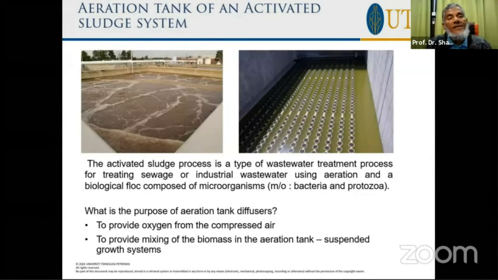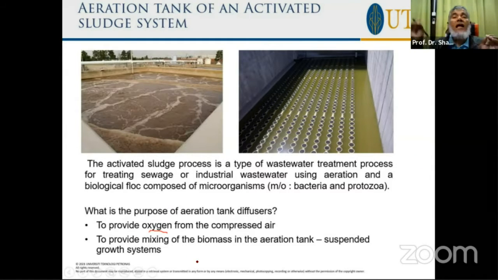So this is a picture of an aeration tank, an empty aeration tank. You have the fine bubble diffusers there. These diffusers are basically to provide oxygen from compressed air. It comes from the atmosphere, goes through a compressor, and then this air goes into the fine bubble diffusers to provide oxygen for the microbes, because the microbes need oxygen.